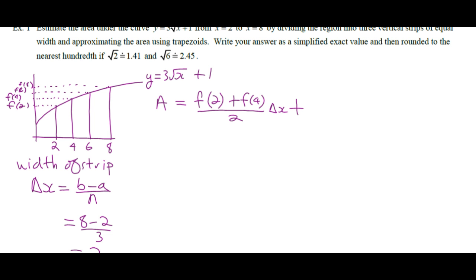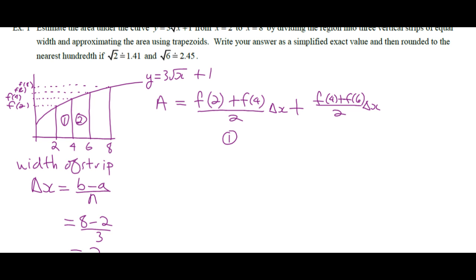Plus, okay, so that's the first trapezoid here. We'll call that area number 1. Area number 2, well, we're going to go f of 4 plus f of 6. So that's b1 plus b2 divided by 2 times the height, which again, we're just saying delta x for now. That'll be area number 2.